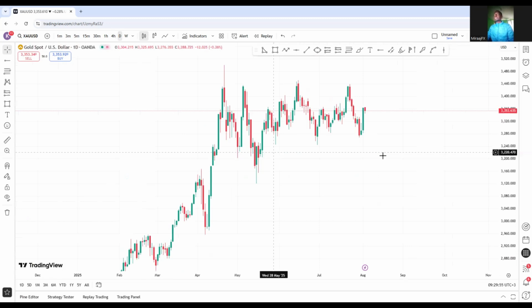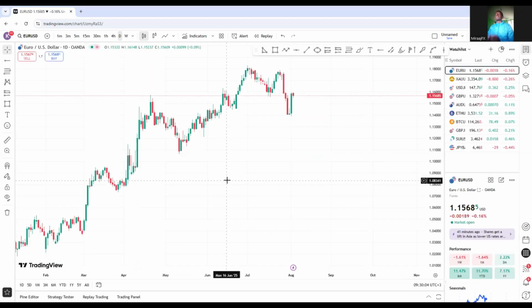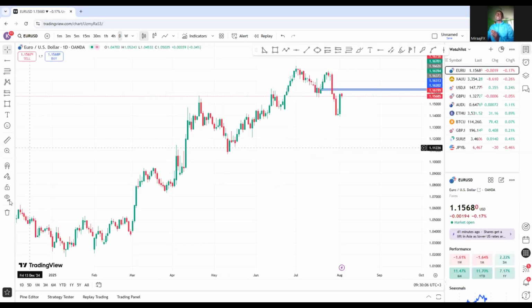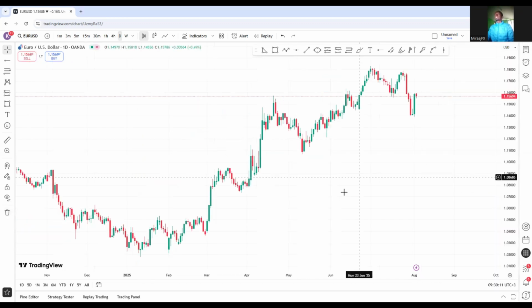And we are on gold, but I always love giving examples using Euro USD. But this type of knowledge, you can use it on any asset, right? So this is Euro USD on the daily time frame.